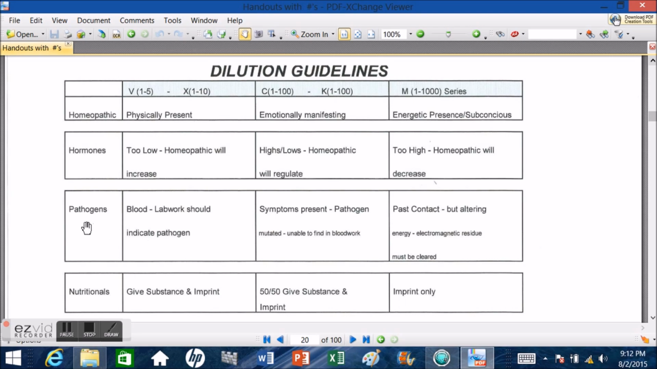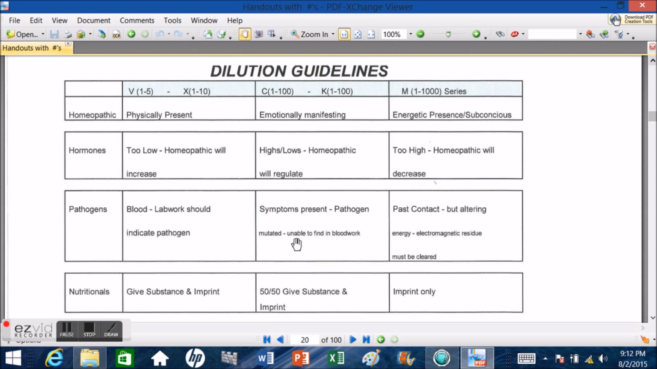In regards to pathogens, if we see a pathogen show up in the comprehensive as a V or an X, then we know that the pathogen is physically present in the body. And if you were to have blood work or a culture done, you should be able to pick it up. Like, let's say if it was a strep and it was 100X, more than likely you're going to see that they would actually pick up the strep if they were to do a culture.